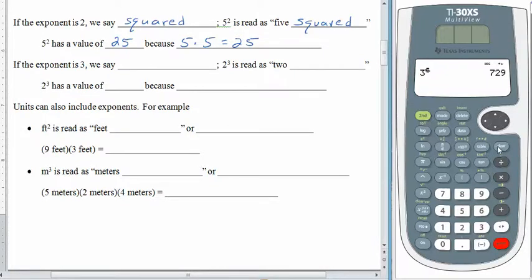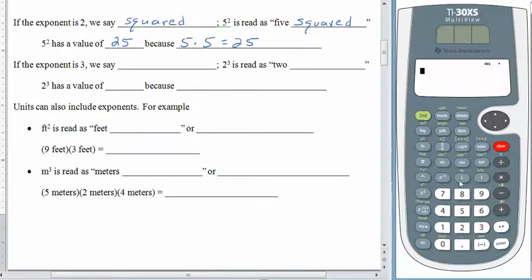If you wanted to do this on your calculator, we actually have a squaring button. That's how often it gets used. It gets its own button. So we say 5, and then we hit the x squared key to put a square in the exponent, and press enter for equals. If the exponent is 3, then we say cubed.